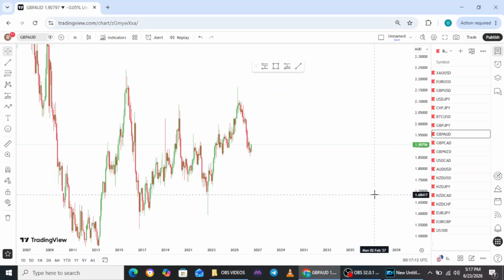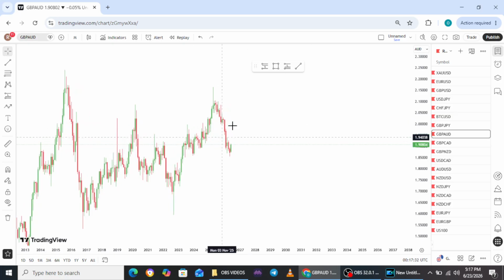Okay, let's look at a few pairs. We'll be looking at GBPAUD, GBPCAD, GBP New Zealand dollar, and USDCAD briefly. Okay, let's see what this pair will be doing today.